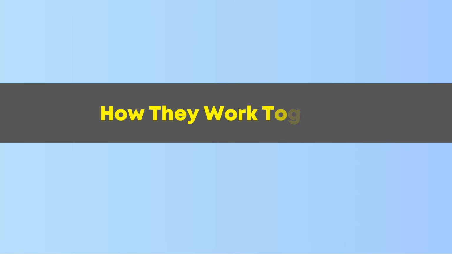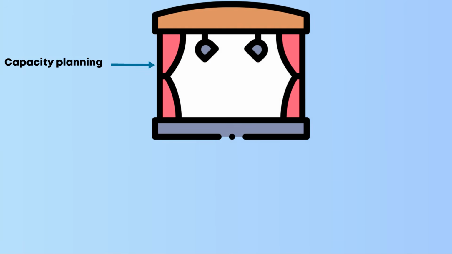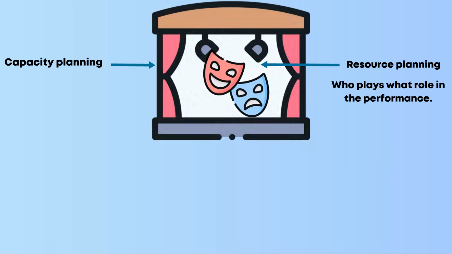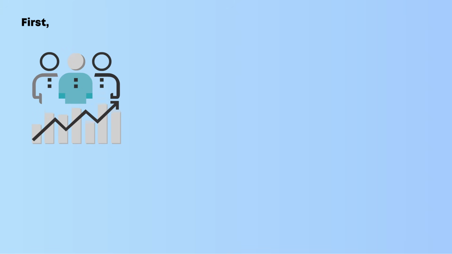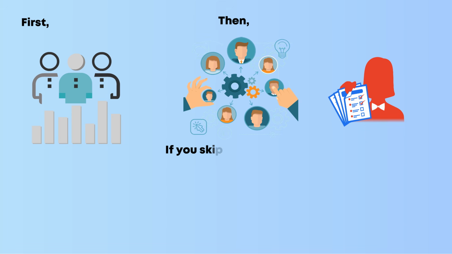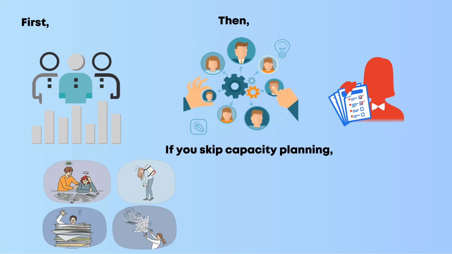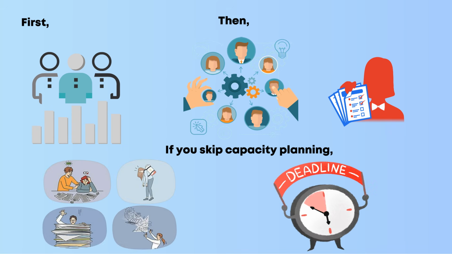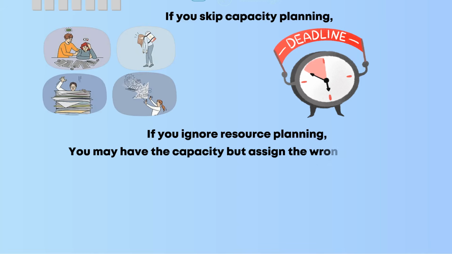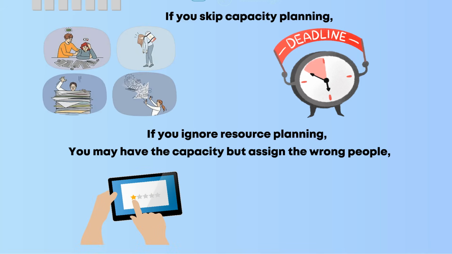How they work together. Think of capacity planning as setting the stage and resource planning as deciding who plays what role in the performance. First, you assess your team's total ability or capacity. Then, you assign individuals or assets or resources to specific tasks. If you skip capacity planning, you risk overloading your team or missing deadlines. If you ignore resource planning, you may have the capacity but assign the wrong people, leading to poor quality or inefficiency.